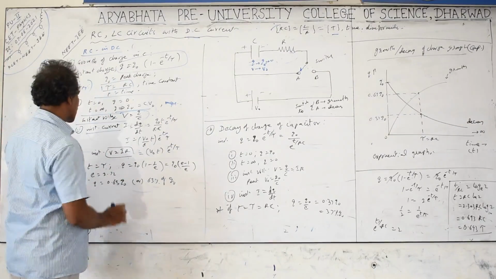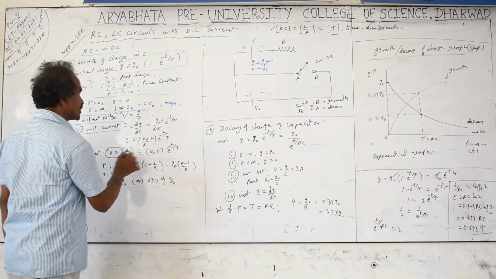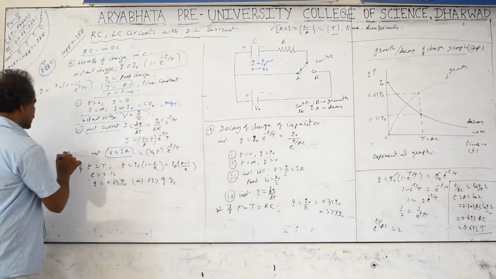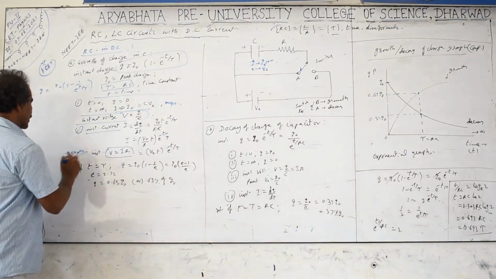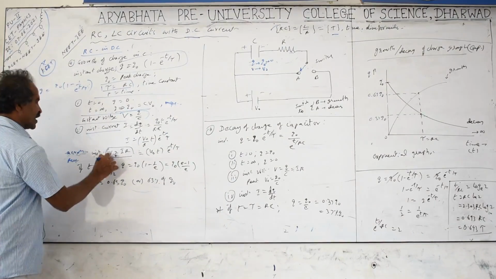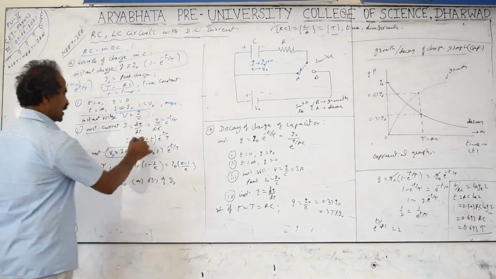This is the instantaneous current, and the instantaneous voltage V is equal to IR. This is across the resistance, equal to VR. We can take I into R, substituting I.